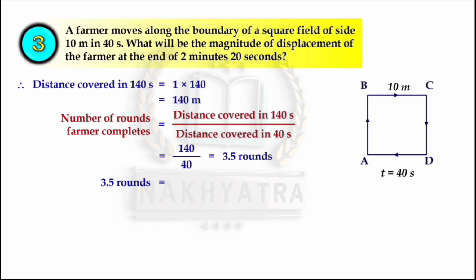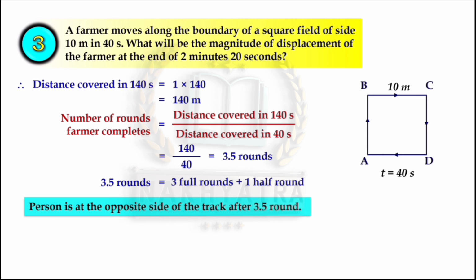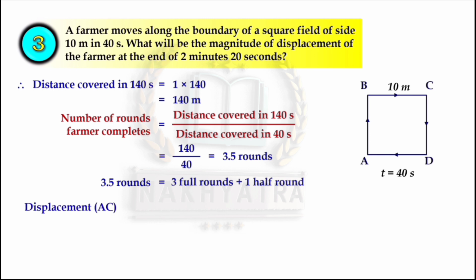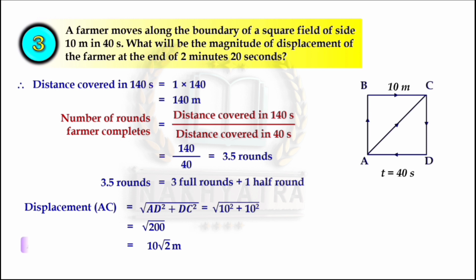Now 3.5 rounds equal to 3 full rounds plus 0.5 round, right? And here the person is at the opposite side of the track after 3.5 rounds. So displacement, that is AC, this will be the displacement. AC equal to, now take the root over, this is coming from the Pythagoras theorem, okay? So root over AD square plus DC square, and we will get root over 10 square plus 10 square, so it is root over 200. So we will get a displacement AC equal to 10 root over 2 meter.